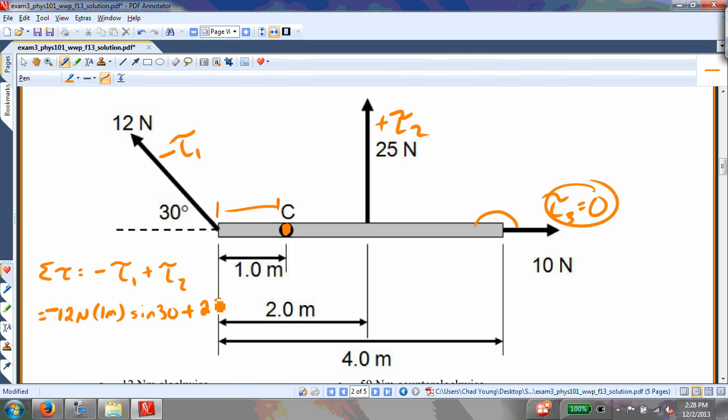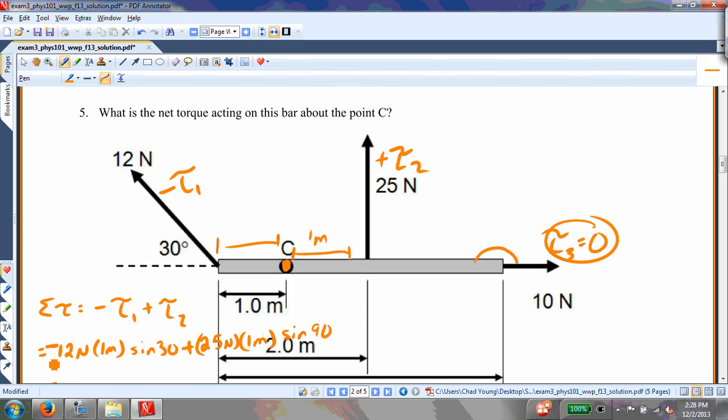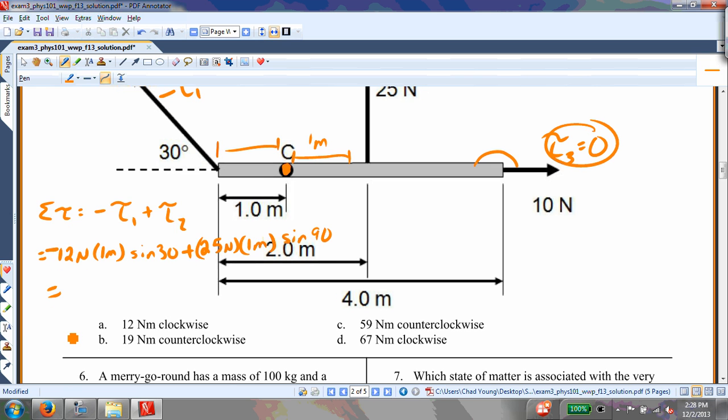25 newtons. And this distance, which is also 1 meter, times the sine of 90, which is 1. And if I do that calculation, I get the answer. It's going to be positive 19. Since it's positive, it is counterclockwise, but we know that because 19, the only one with 19 is counterclockwise.